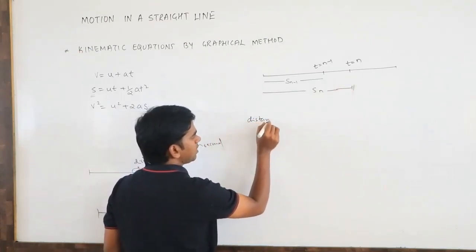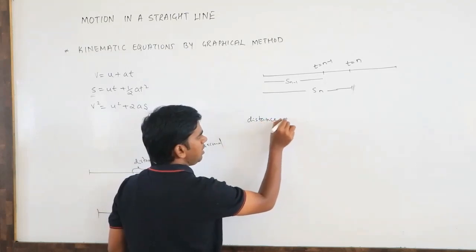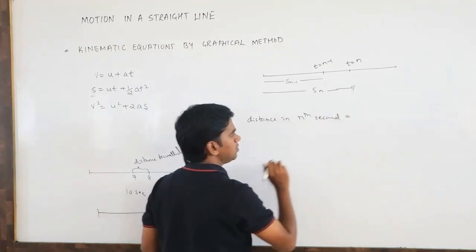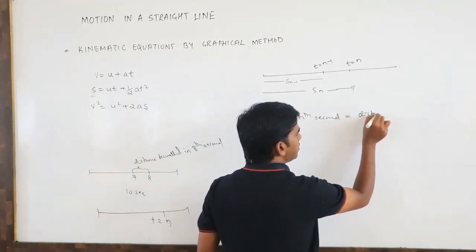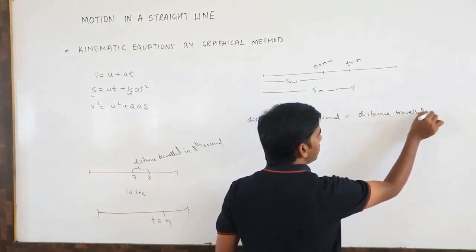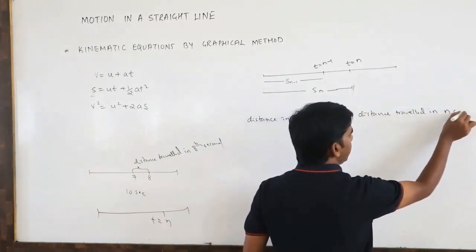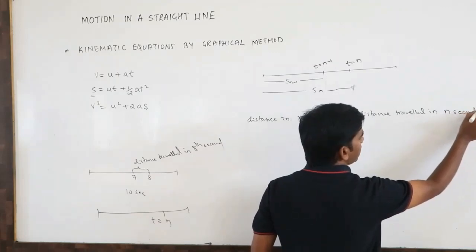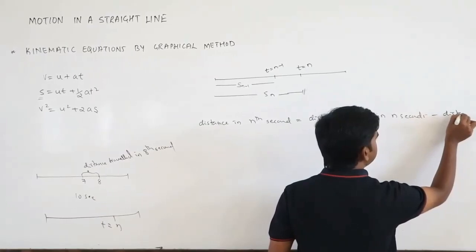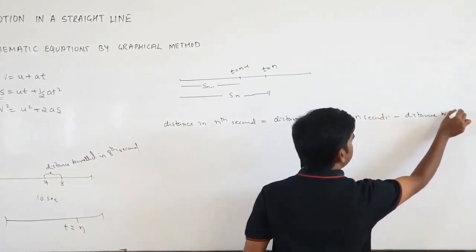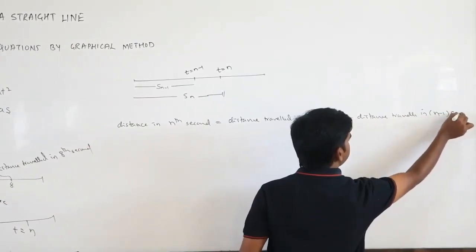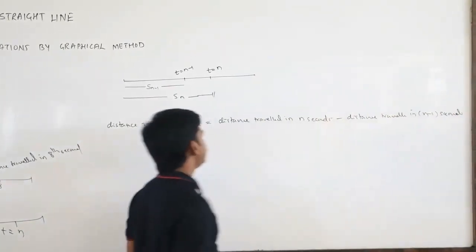Distance traveled in the nth second is equal to distance traveled in n seconds minus distance traveled in n minus 1 seconds. Are you getting this one?